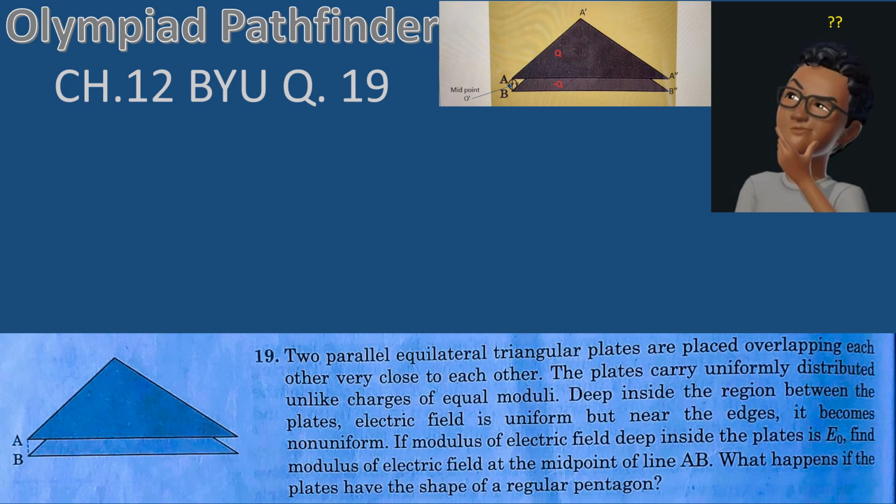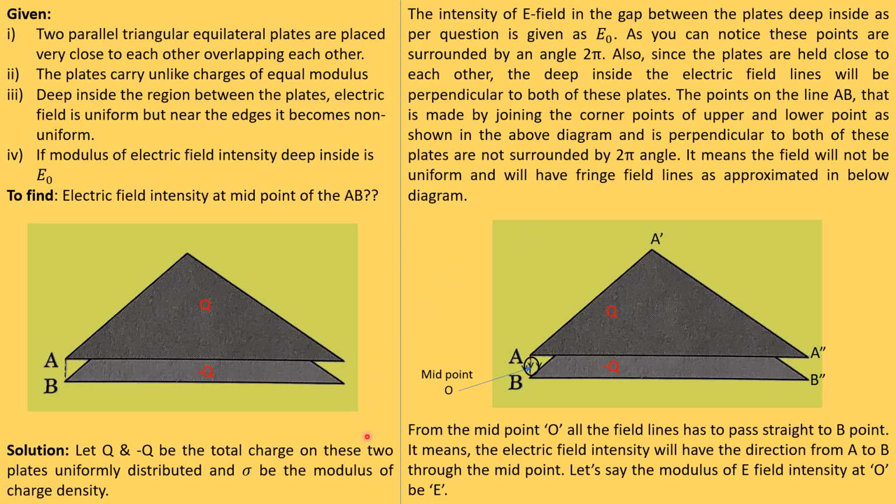Let us solve this question. Let us say the midpoint between A and B, as shown here, is O. We have given the name of the upper plate as A dash, A double dash, or you can say A prime, A double prime. Same way B dash, B double dash, and this point as O, the midpoint.